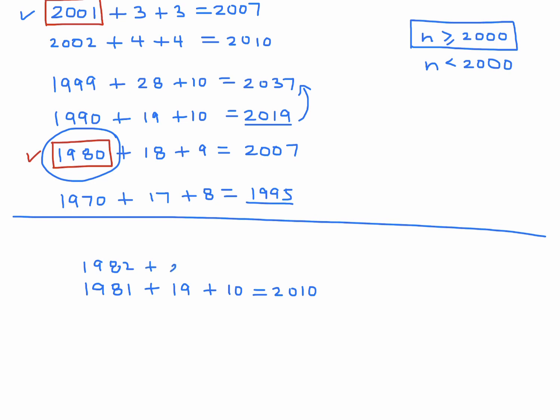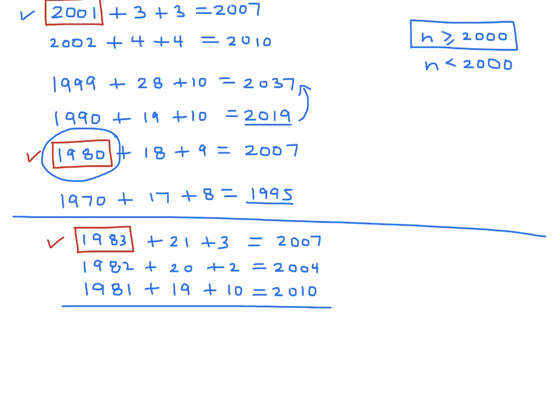Let's try 1982. That is going to be 20 plus 2. And that looks like 2004. Let's try 1983. That looks like 21 plus 3. And that is indeed 2007. So there we go. We just got another one. And let's go in the other direction, because I don't think this is going to keep helping us if we go greater than 1983. Let's go in the other direction.